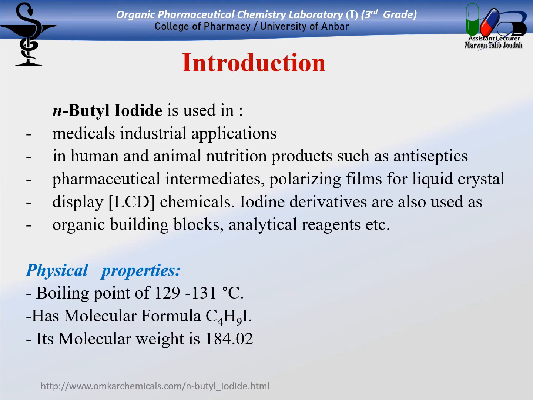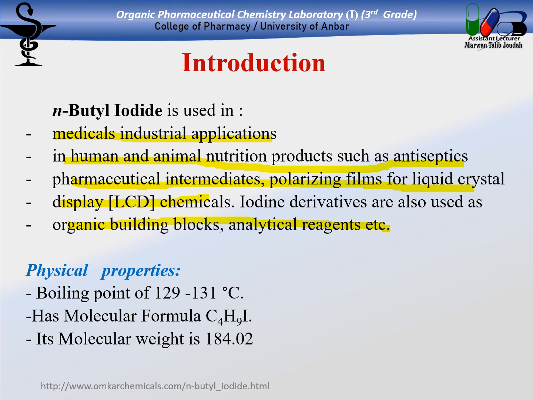Now, n-Butyl iodide is also used, as we mentioned in the previous slides, in medicinal and industrial applications, in human and animal nutrition products such as antiseptics, pharmaceutical intermediates, polarization films for liquid crystal display LCD, chemicals, and then also derivatives are used as organic building blocks, analytical reagent, etc. This is some general uses of n-Butyl iodide.